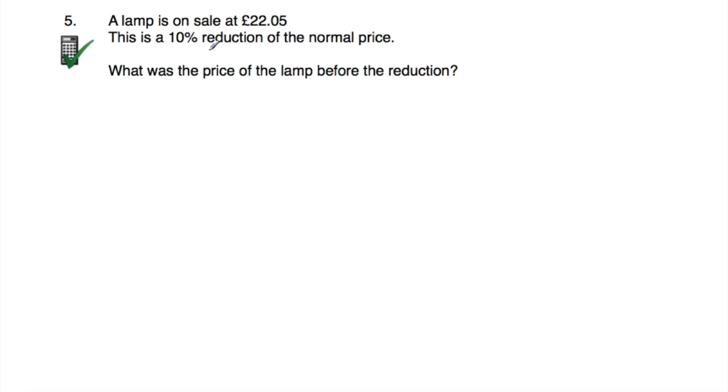So that means that if we had something and we reduced it by 10%, we're left with 90%. So 90% would be equal to £22.05. Now we want to find out what the original price was.